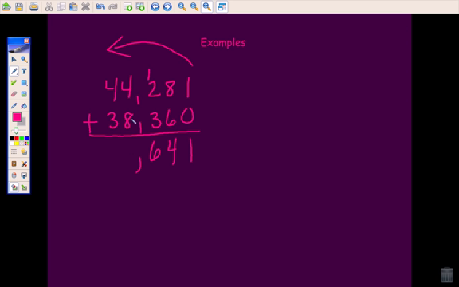8 plus 2 is 10. 2 more would make 12. Regroup. 4 plus 3 is 7. Plus 1 more is 8. So 82,641 farms in New York and Florida. And okay, let's try another word problem together.